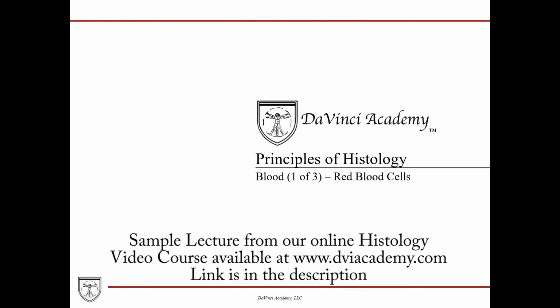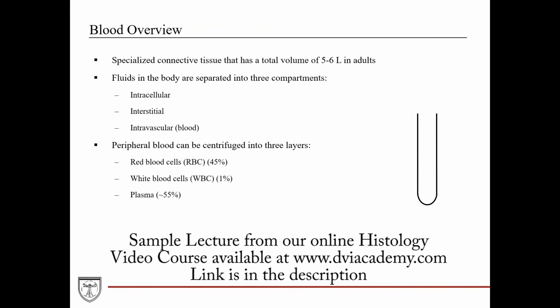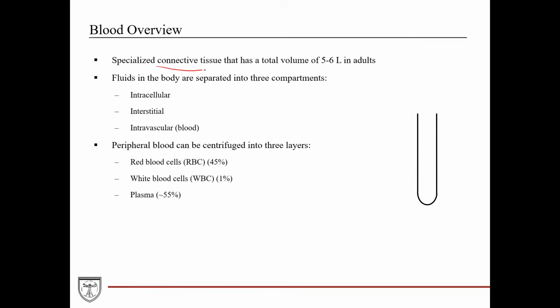All right, so we have 3 lectures dedicated to the topic of blood. And in this first lecture here, we're going to talk about red blood cells. And just to give you an overview, blood is a specialized connective tissue, and it has a total volume in the adult human of about 5 to 6 liters.